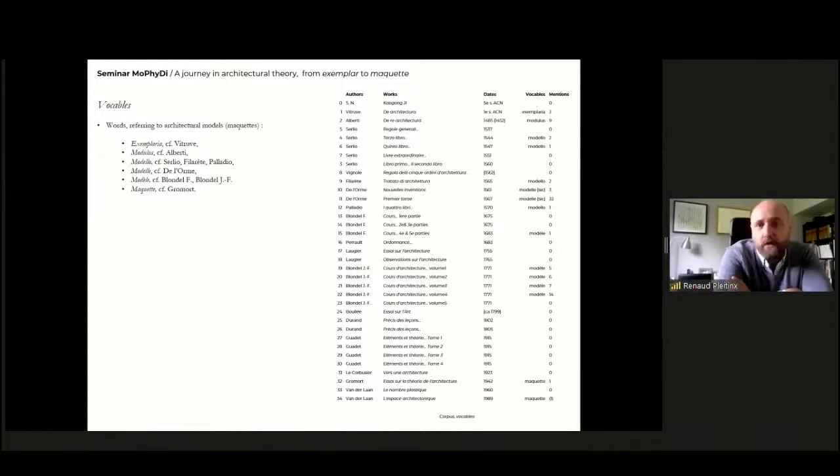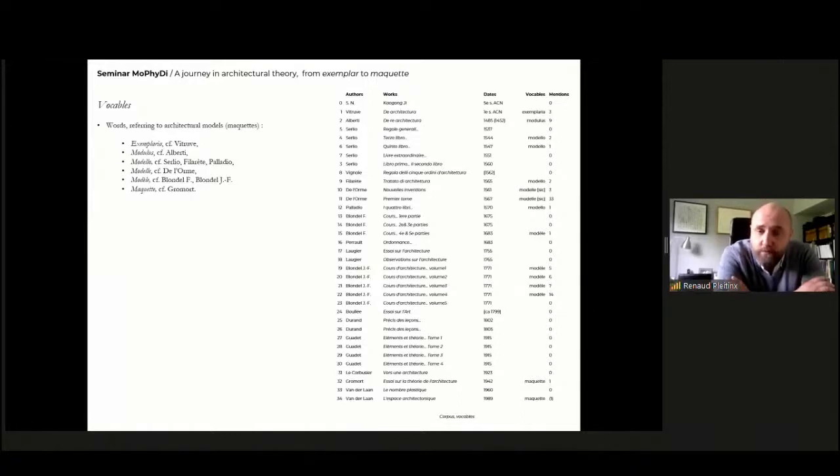In Latin, you have exemplar, used by Vitruvius in his De Architectura, and you have modulus, used by Alberti in his De Re Aedificatoria. In Italian, you find the word modello. In French, finally, you can find the word modèle with 2 L's, which is particular to Philibert Delorme, the word modèle, which is the most common, and the word maquette, which appears 1 time in the conclusion of Gromort's essay sur la théorie de l'architecture.